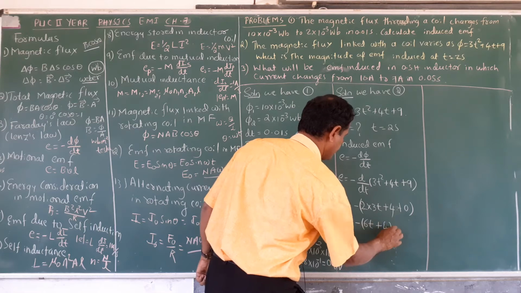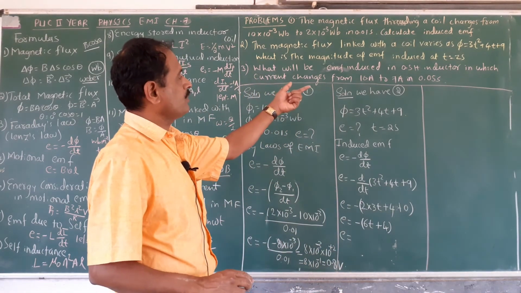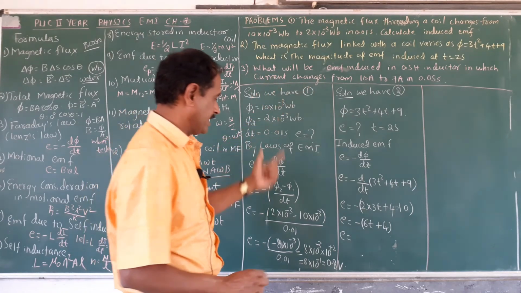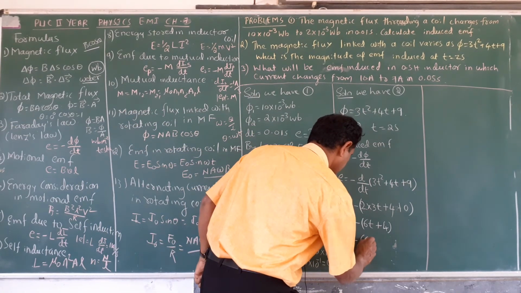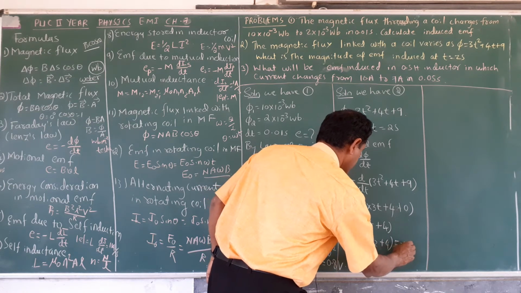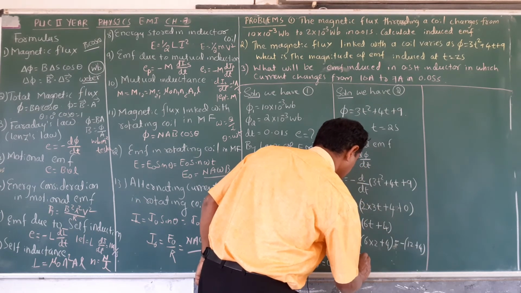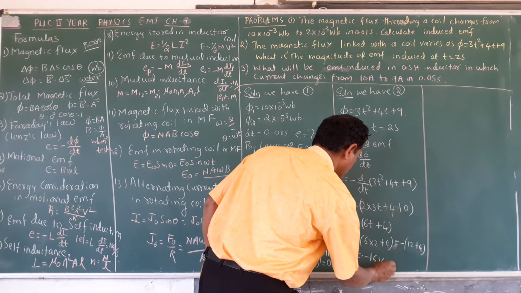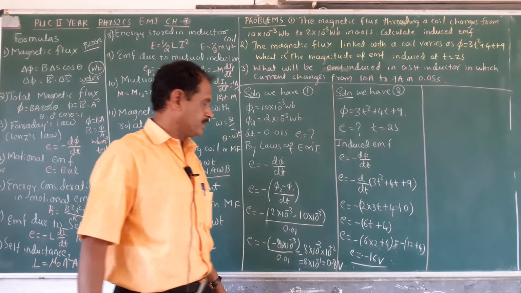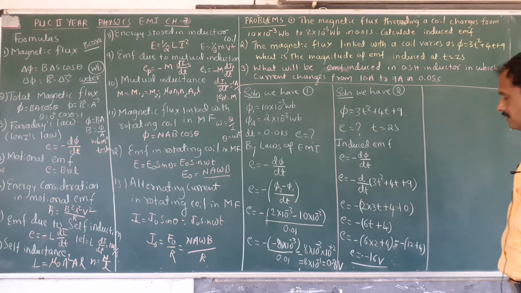E is equal to minus, 6t plus 4. What time do you have to calculate the EMF at? At 2 seconds. Therefore, minus 6 into 2 plus 4. This is minus 12 plus 4. Now E is equal to minus 16 volt. The EMF is minus 16 volt.